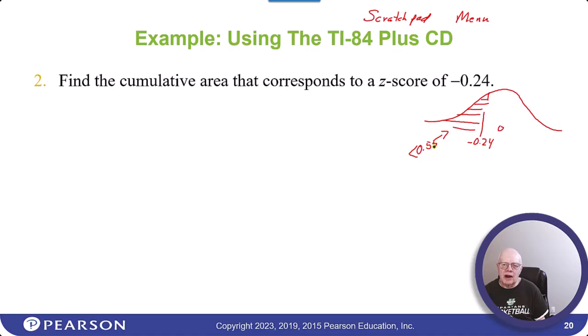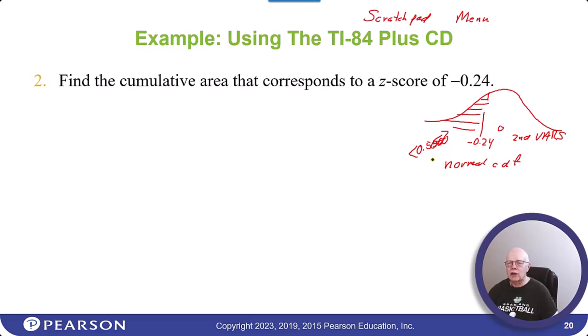So if you have gotten your results from the table or from your calculator and it's not less than 0.5, you've made a mistake. Go back and try again. So how's it go? Normal CDF. How did I get there? Second VARS gets me there. I want number 2. I don't want to accidentally use PDF.